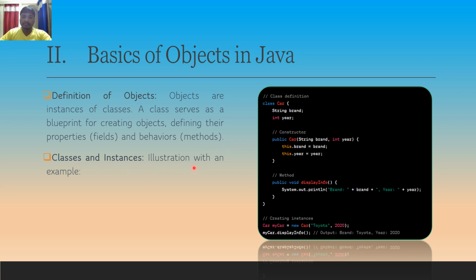Classes and instances. Here it is an illustration with an example. As you can see, we are defining a class, the class Car. As you can see in the program, here we are defining the class. Here this is the constructor where you can see we are giving the car its brand and year, how we are going to make it. This is the method. Here we can see what we want to display in the output, and this is the instance we are creating. As you can see here, if we give this input, we will get the output as brand Toyota, year 2020.